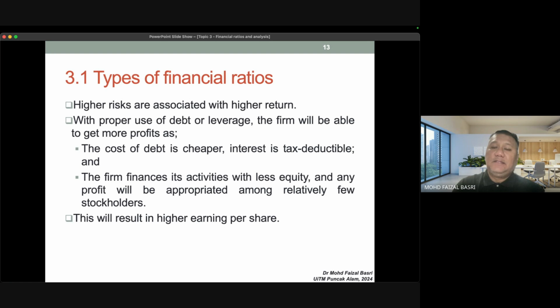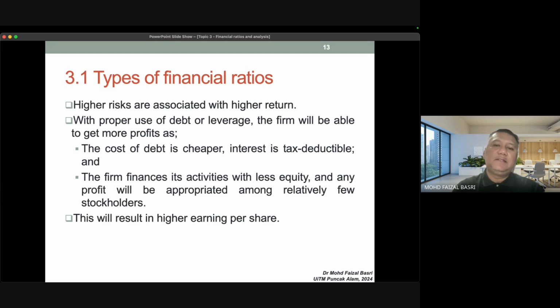Alright, and there are some advantages or pros if they use debt, for example, because usually when we talk about debt, the cost to acquire debt is cheaper, and on top of that the interest is tax deductible. Kalau you ingat last meeting ada share with you, bila kita nak tengok dalam income statement, kita ada earning before interest and taxes, we have to remove the interest element to derive the EBT, earning before tax, and the EBT tu yang kita gunakan untuk determine how much tax they have to pay to the government. So that's why interest is removed from the earnings, because interest is tax deductible. And the firm finances its activities with less equity, and this can result in higher earning per share.